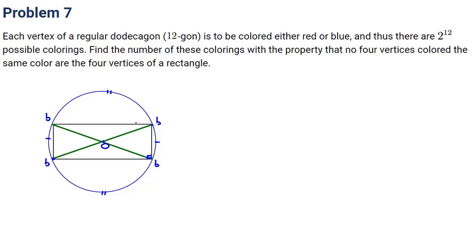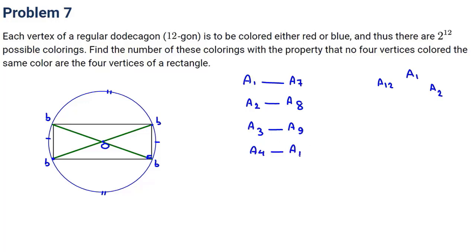Okay, so we should pay attention. How many diameters are there? Look, one diameter is A1 connected to A7. We have 6 ones, A1 to A7. The next diameter is A1 to A8. If you consider A1, A2 clockwise up to A12, opposite to A1 is A7, so it is a diameter. A2, A8, A3, A9, A4, A10, A5, A11, A6, A12. Okay, we have 6 diameters.